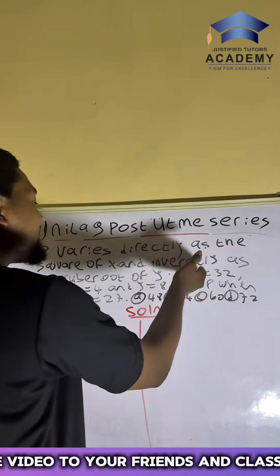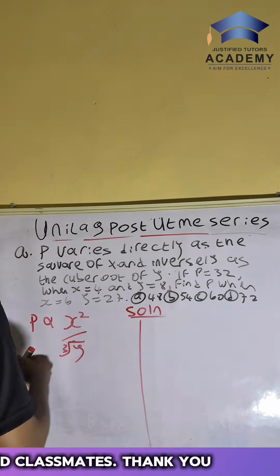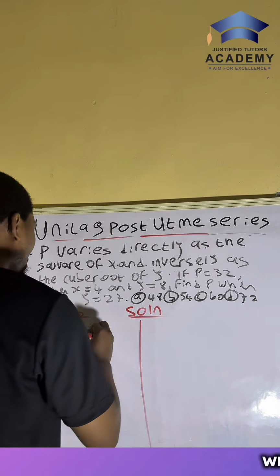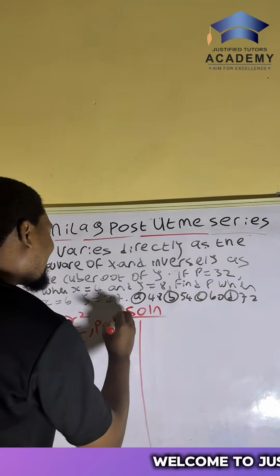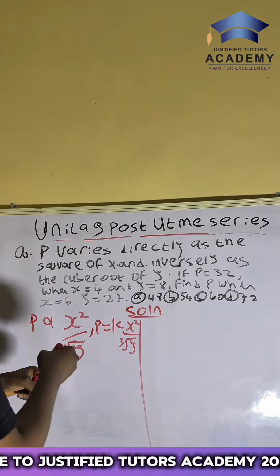They now said if P is equal to 32, when x is 4 and y is equal to 8, find your k. So yes, we have to write our expression. This one is same as saying P is equal to kx squared over the cube root of y. That is it.